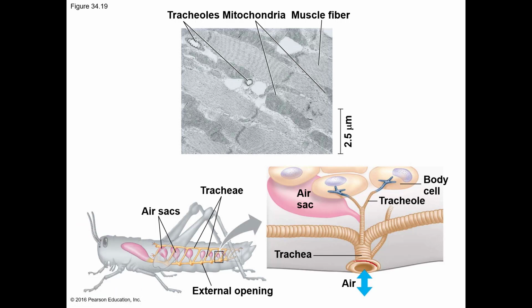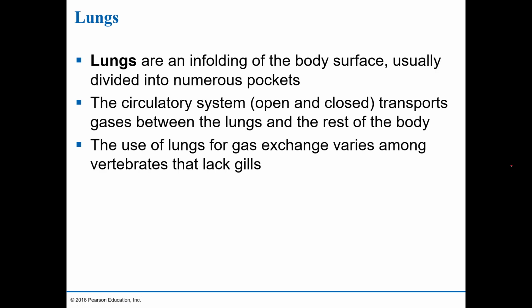So here's your spiracle right here. This is the outside of the insect's body. It is connected to a trachea, which will branch off into smaller tracheoles, and those tracheoles will then go directly to the muscle or wherever the oxygen is needed. So it's a very direct way of receiving oxygen.